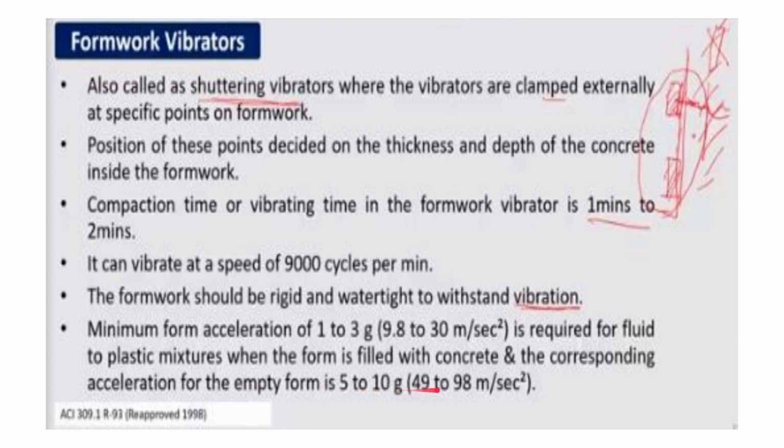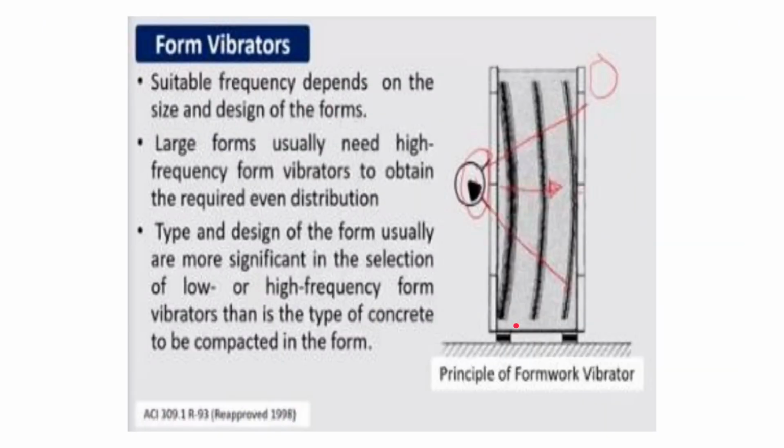Okay, so that is 49 to 98 meter per second square. When the form is empty, it can be used at 5 to 10 g. And when it is filled with plastic and fluid mixtures, like concrete filled in the form, the minimum acceleration has to be 1 to 3 g.